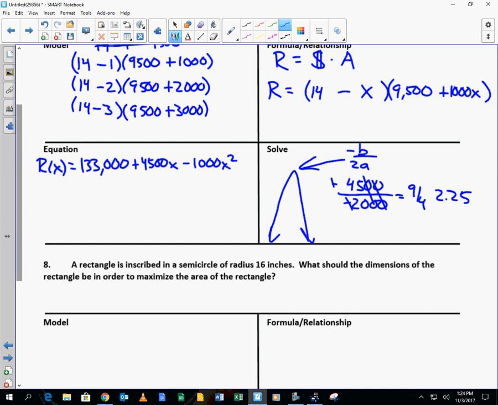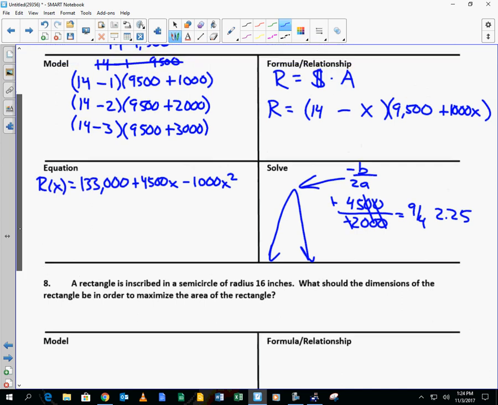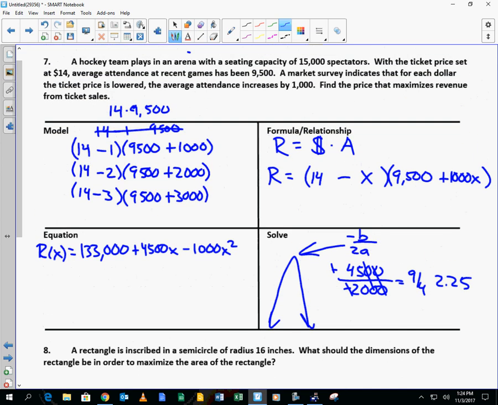So what the heck does that mean? Okay, so we found in this problem, look at our variable. We just found x, right? What does x represent? x represents the amount that we're decreasing the ticket price by, 2.25. So we're going to decrease it by 2.25, so $11.75.